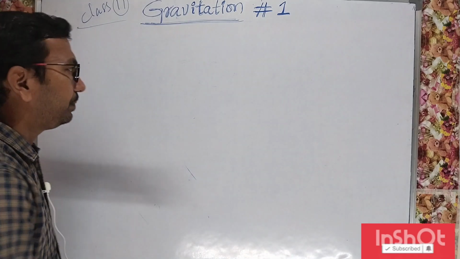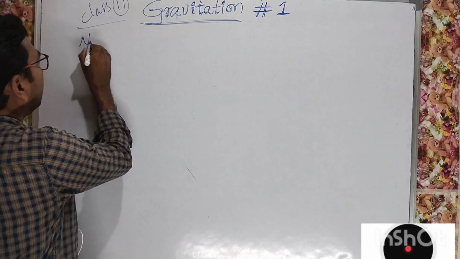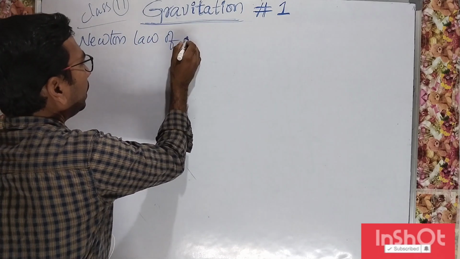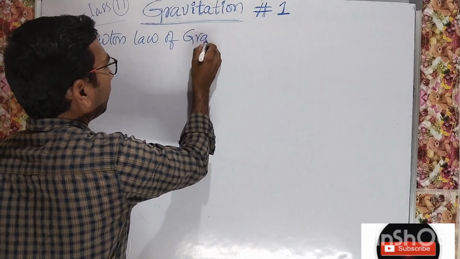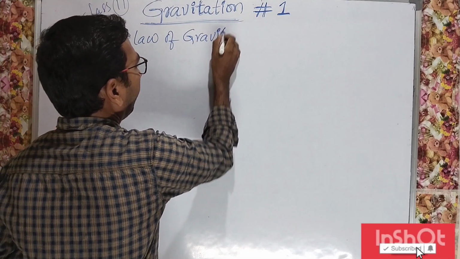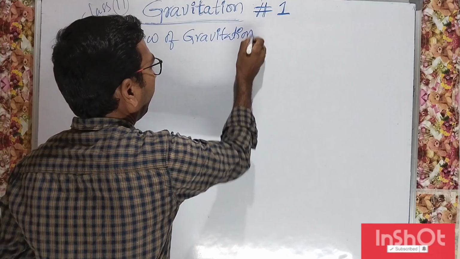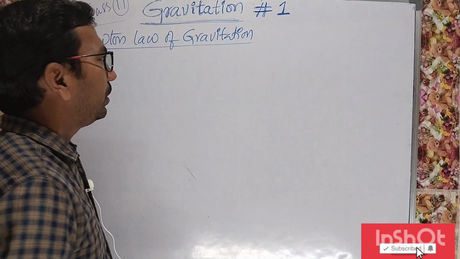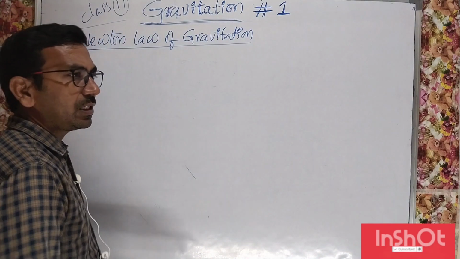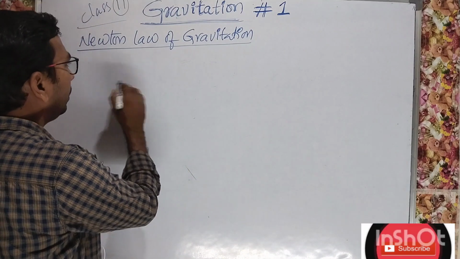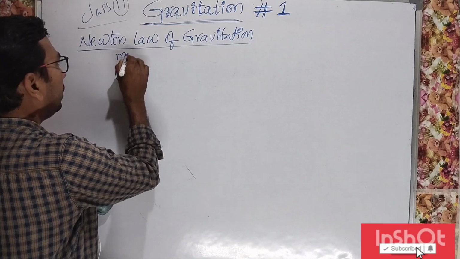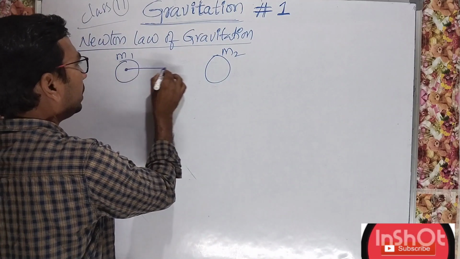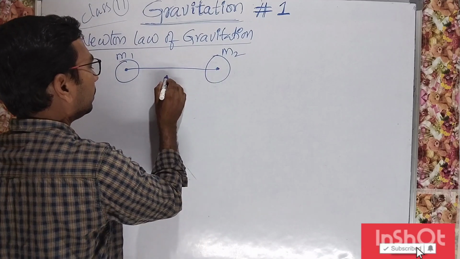Newton's law of gravitation. Newton gave one statement after conducting several experiments. I will consider two masses, this is m1 and this is m2, and the distance between the two masses is r.